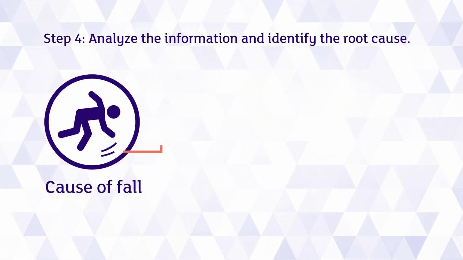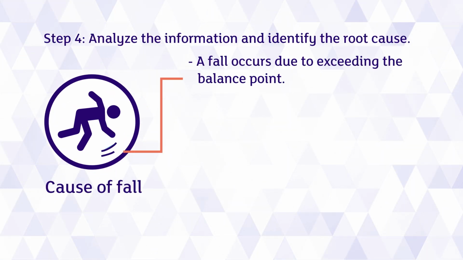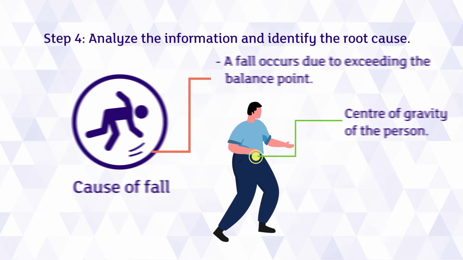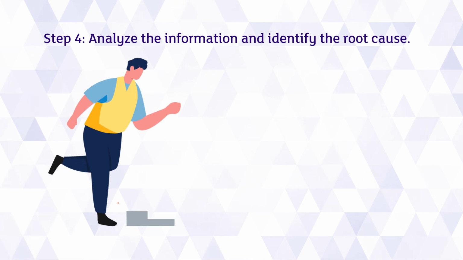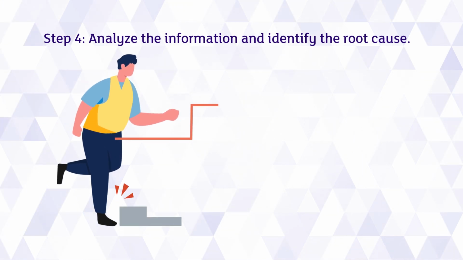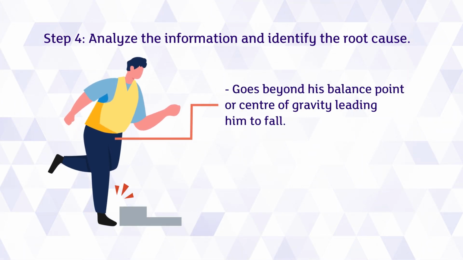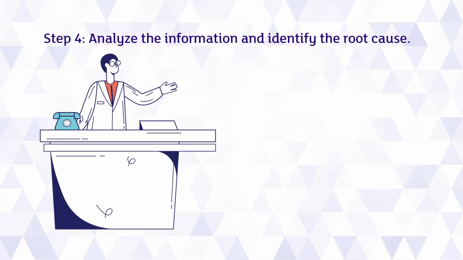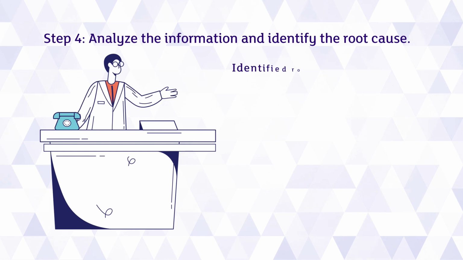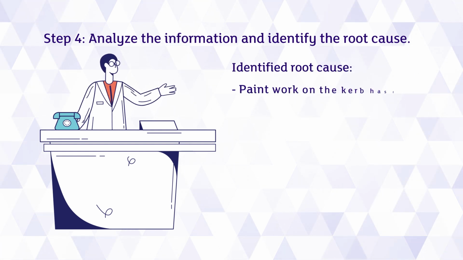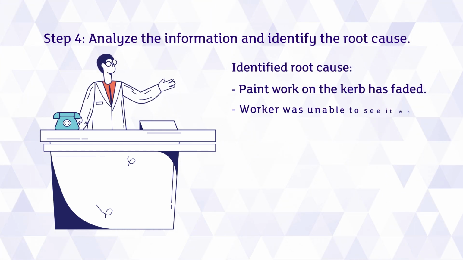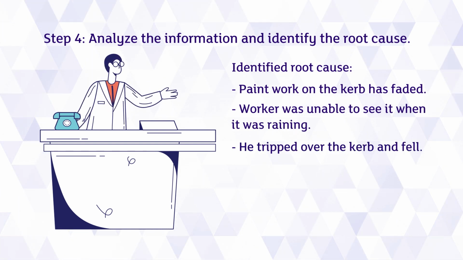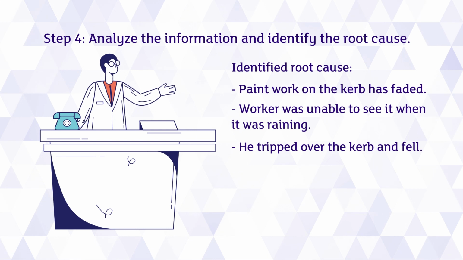Fall. A fall occurs due to exceeding the balance point or the center of gravity of the person. When the worker tripped over the curb, he goes beyond his balance point or center of gravity, leading him to fall. Based on the information given, our identified root cause: the paintwork on the curb has faded and the worker was unable to see it when it was raining. He tripped over the curb and fell.